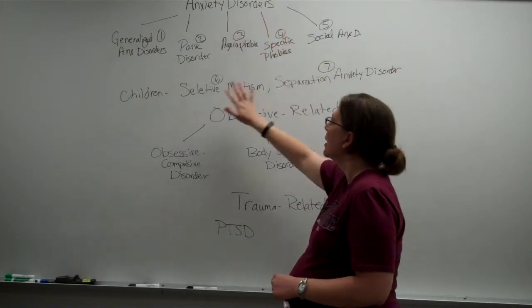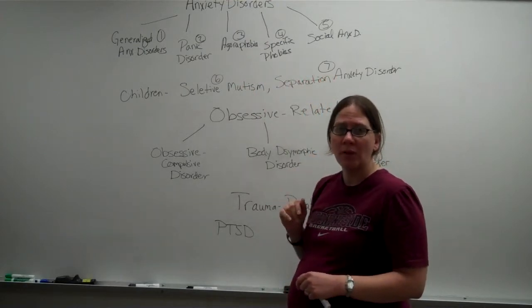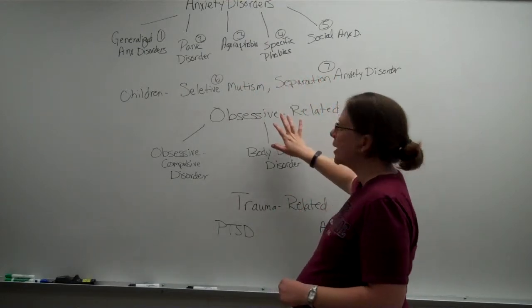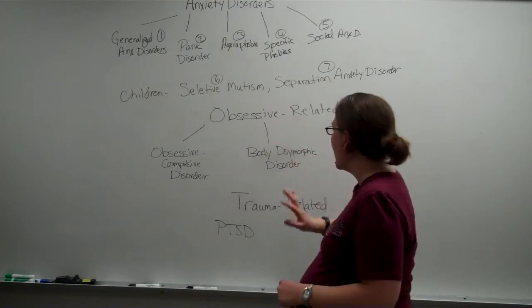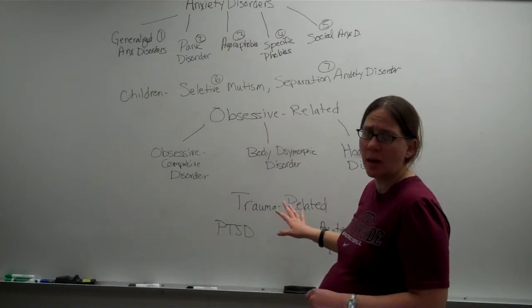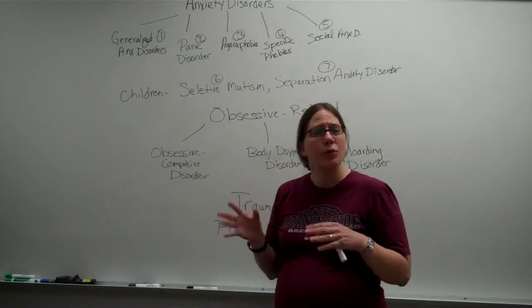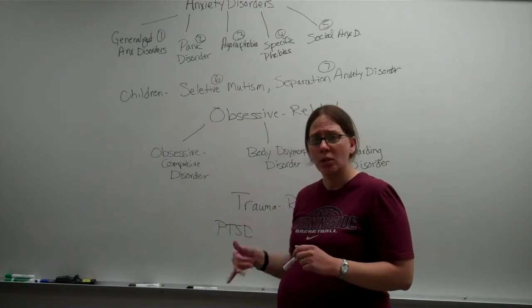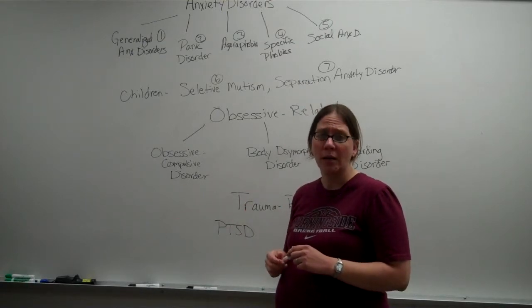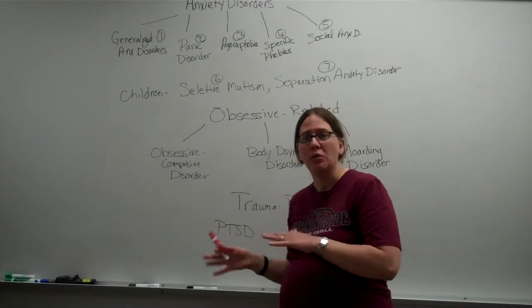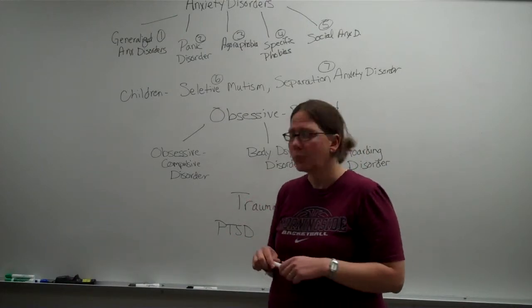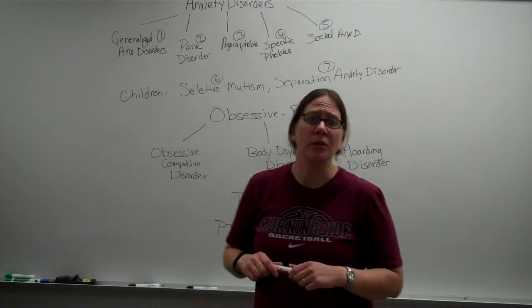talk about, and 2 additional disorders that are only found in children. Then we're going to be talking about obsessive-related disorders, and then trauma-related disorders. The trauma-related disorders, the book really only talks about one disorder, but I want to make sure you know about at least one additional one that I think is important. You can't really understand one without understanding the other. So let's start with the anxiety disorders.